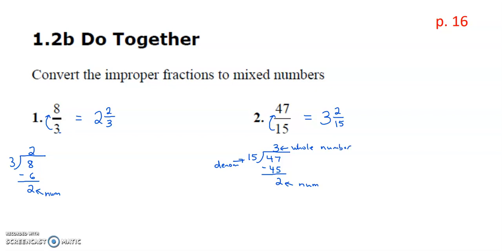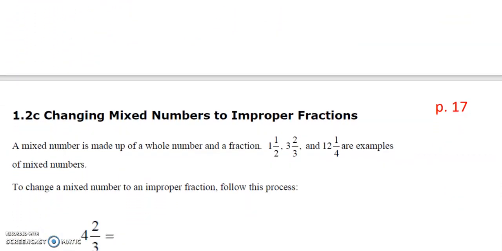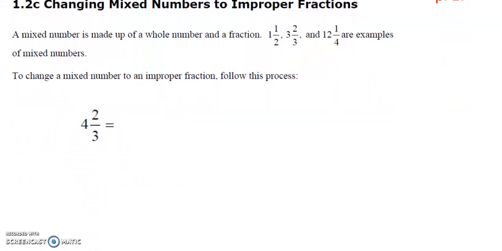So we have now converted improper fractions to mixed numbers. The last part of our lesson is to do the reverse. We're going to convert mixed numbers to improper fractions now. So we know now that mixed numbers are a combination of a whole number and a proper fraction. So we're going to follow a process, and we call it the C method, okay, because it looks like a C. So what we're going to use is our C method to convert 4 2/3 to an improper fraction. So we're going to take 3 times 4, which is 12, and then we're going to add the numerator.